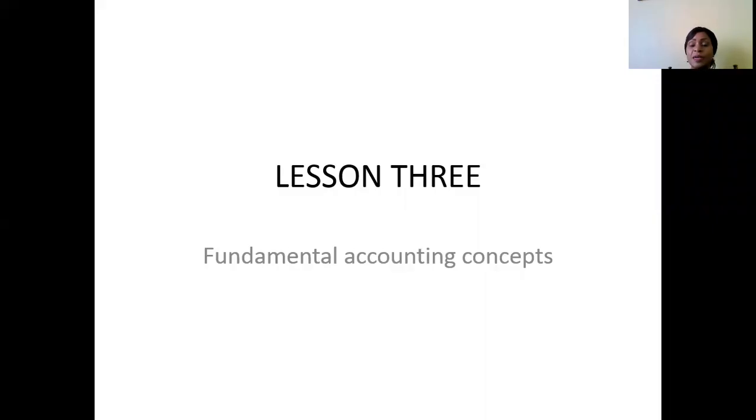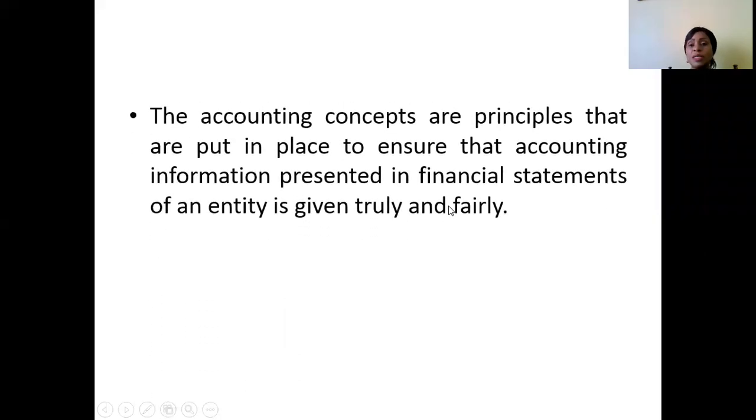I expect that by the end of this lesson, you will be able to apply these concepts in dealing with various accounting issues. What are accounting concepts? Accounting concepts are principles that are put in place to ensure that accounting information presented in the financial statements of an entity is given truly and fairly.